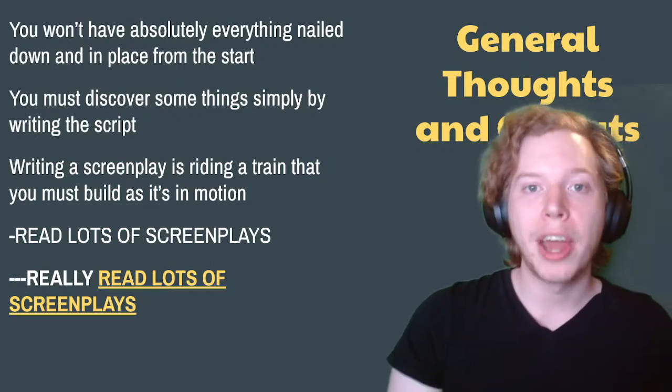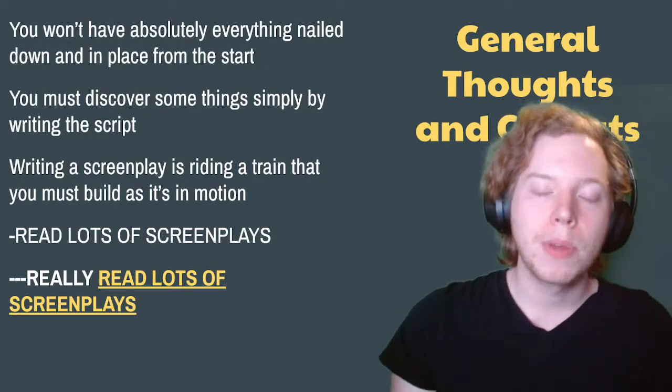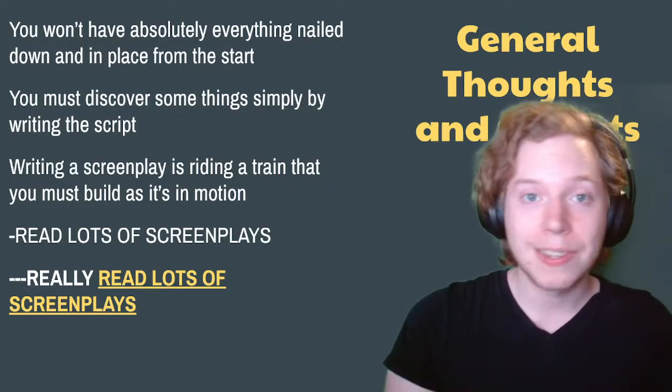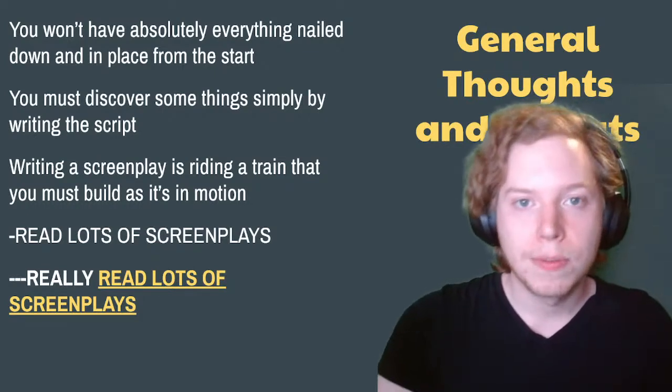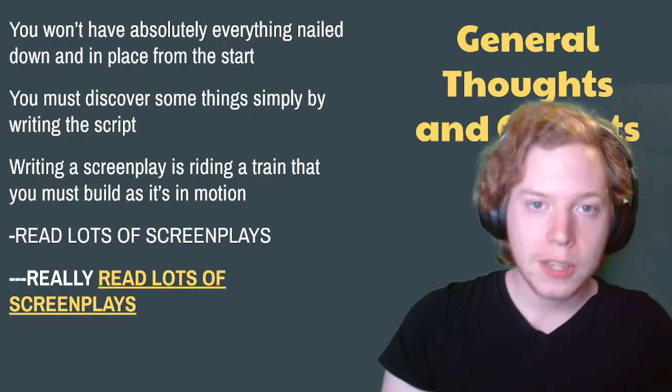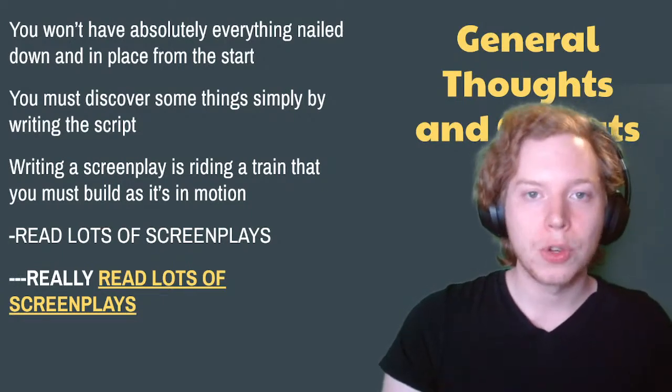You gotta read like a writer. Write things on the sides of the script, in the margins. Circle things, use your pencil, whatever you have to do. You have to be reading scripts to understand what a good script looks and feels like and what each of these different sections is for.